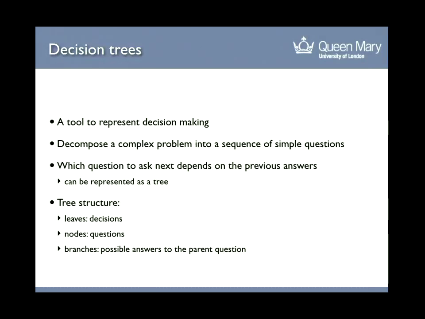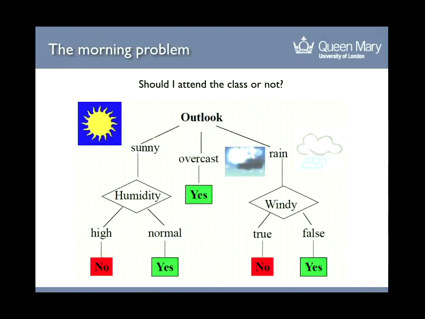Because actually classifying an object with such a tree is very simple to do, right? So we had this example last time, where we said that we could gather some data by analysing what students do, whether they attend lectures or not, based on the weather. And we hypothesise that there's some relationship between the two. There may be, there may not be, but we can hypothesise that and learn a tree. And this is the result of such a process.